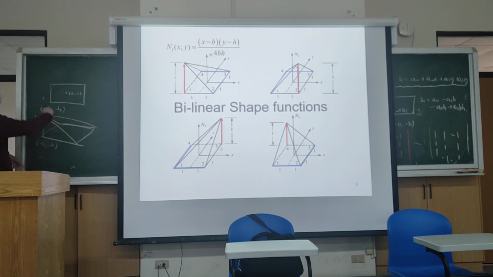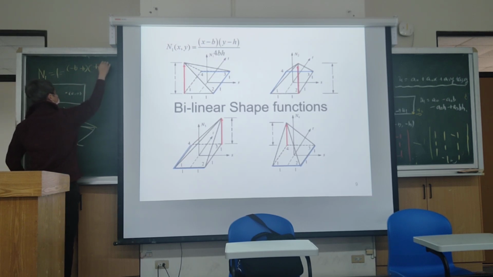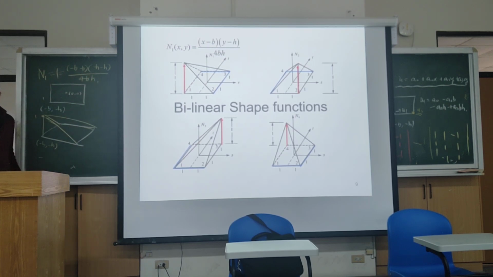So what is this shape function? If you write this, N1 is 1, provided it is minus b, minus h, divided by 4bh. And write the same. Okay?